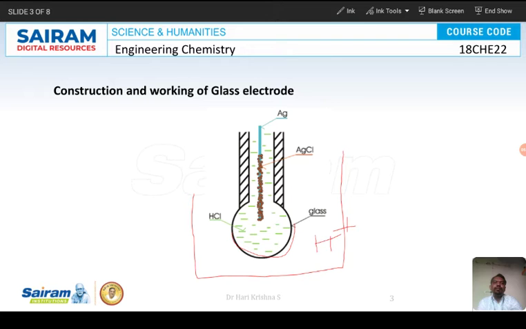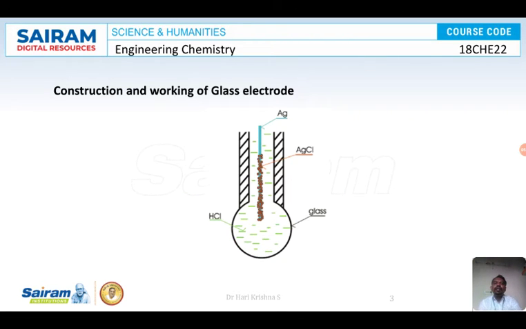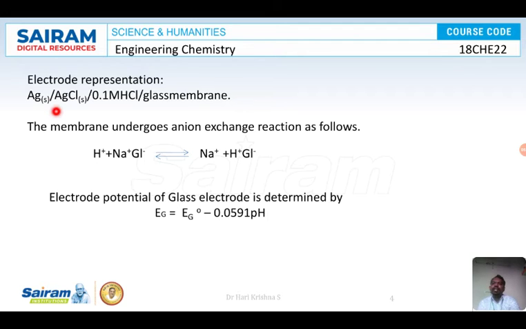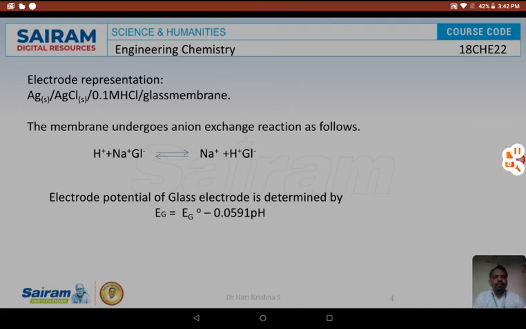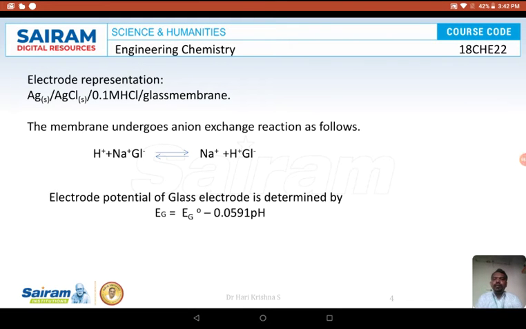Okay, so let us see how this cell can be represented. The glass electrode is represented by the Ag/AgCl internal reference electrode dipped in 0.1 molar HCl, and the glass membrane. The electropotential of the glass electrode is given by Eg equals Eg naught minus 0.0591 pH, where Eg naught is a constant. So let us see what Eg naught is.